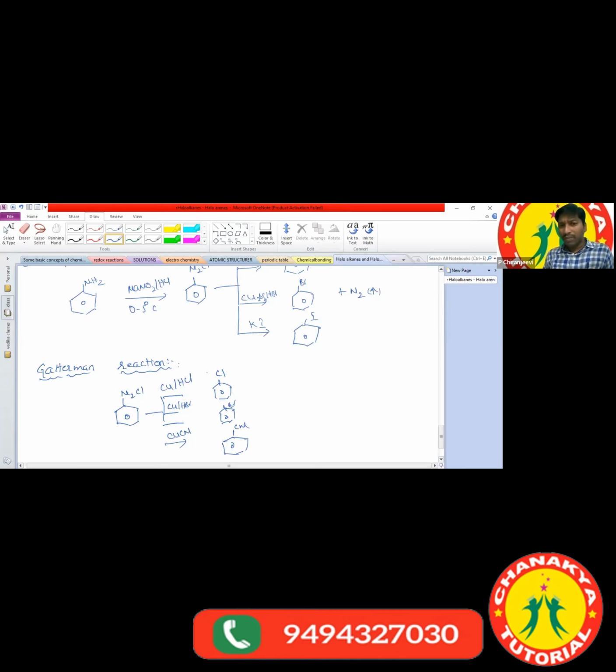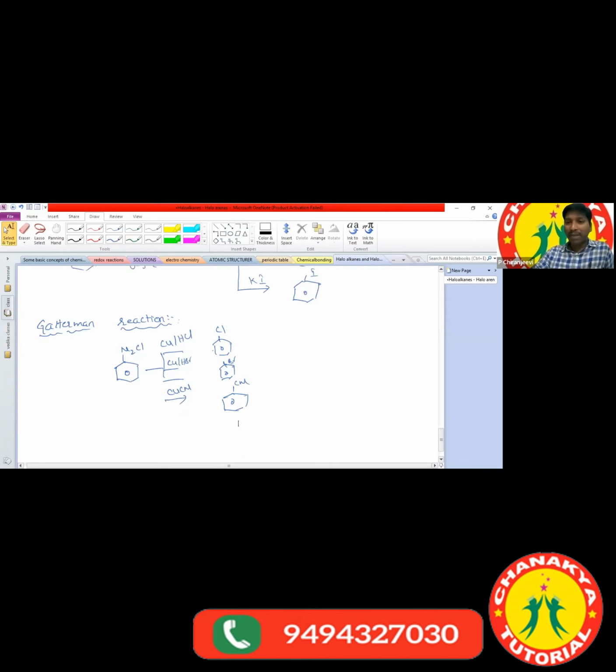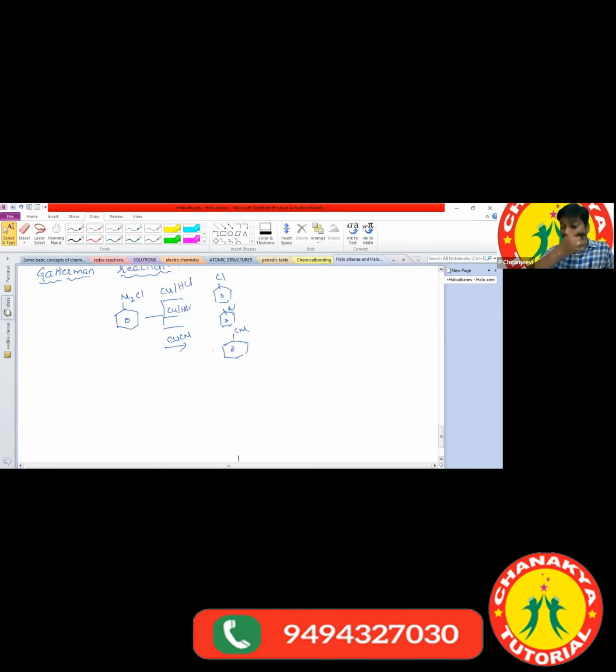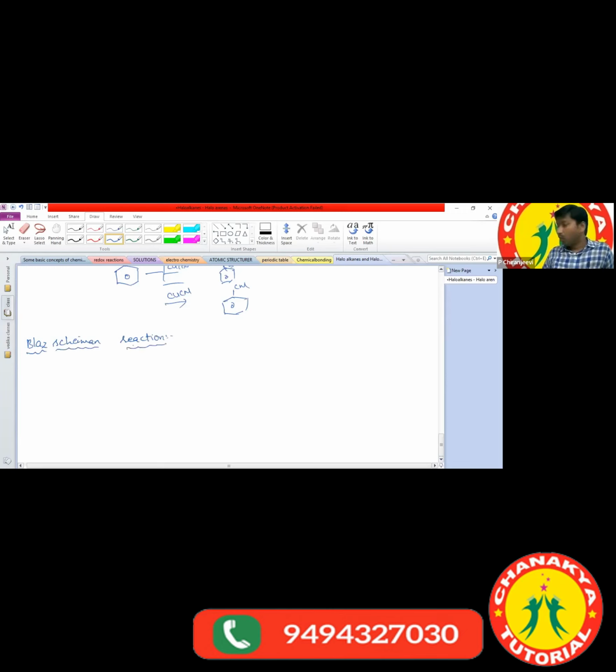Okay, but by using this method, we are going to prepare only chlorides, bromides and iodides. We didn't prepare fluorides. So direct fluorination does not take place. How are we going to prepare fluoride here? The Balz-Schiemann reaction. In the Balz-Schiemann reaction, we prepare fluorobenzene. By using this method, we can prepare only fluorides.